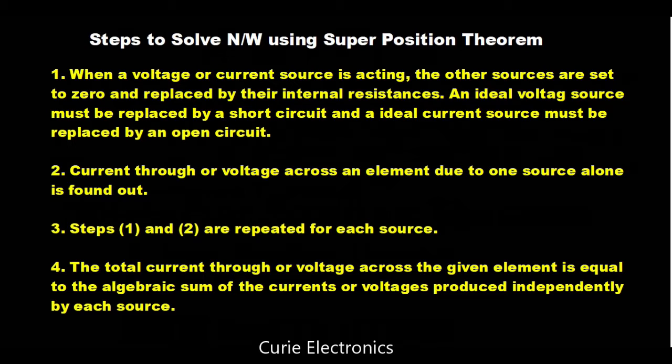What are the steps? We have to consider one source at a time and replace the other sources by their internal resistances. That means a voltage source must be replaced by a short circuit, and a current source must be replaced by an open circuit. This is the important point. Let's solve a simple problem to understand it.